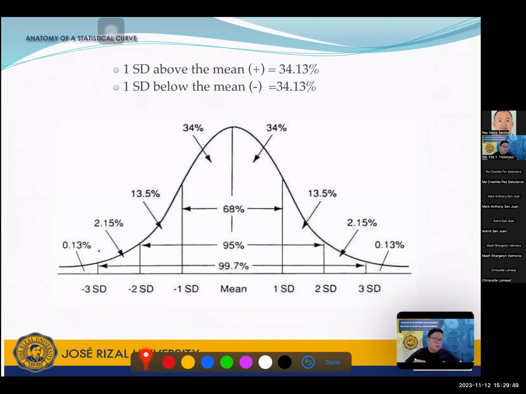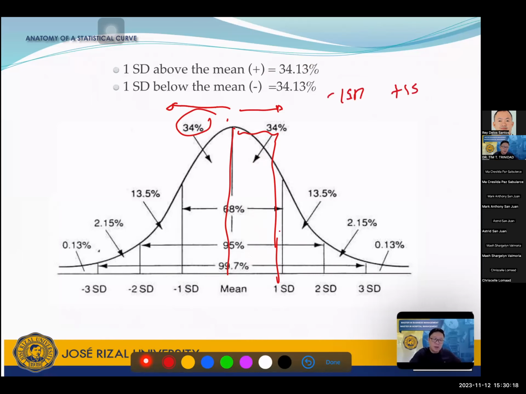Yeah. So one standard deviation, meaning to say, 34%. Right? One standard deviation is 34%. One standard deviation below the mean is another 34% below the mean, above the mean. Okay? And this is empirical. So you always remember that negative 1 standard deviation to positive 1 standard deviation. What is the percentage value? 68%.